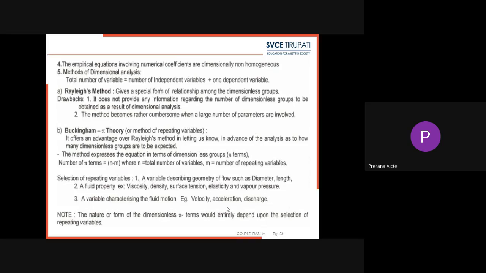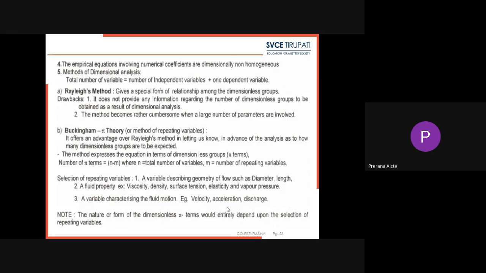This method consists of repeating variables. Hence, we can also call this method the method of repeating variables. It offers an advantage over Rayleigh's method in that, in advance of the analysis, we know how many dimensionless groups are to be expected. This method expresses the equation in terms of dimensionless groups, that is, in terms of pi terms. The number of pi terms should be equal to n minus m. Here n is the total number of variables and m is the number of repeating variables.